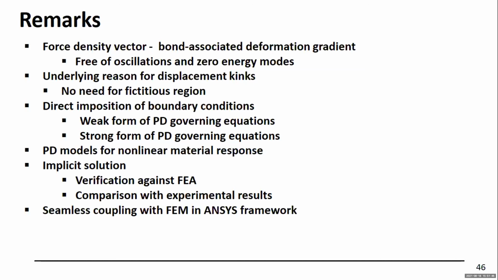You don't need a fictitious region to impose boundary conditions. So I showed you examples of weak form and strong form, and examples using these to look at rupture in polymers and a beam experiencing large deformation, finite strain, viscoelastic material response, and we solved all of these implicitly. We verified the results against finite element analysis, some of them with experiments, and I also showed you a seamless coupling with FEM and the ANSYS framework. I think with this, I will stop. If you have any questions, I'll try to answer.